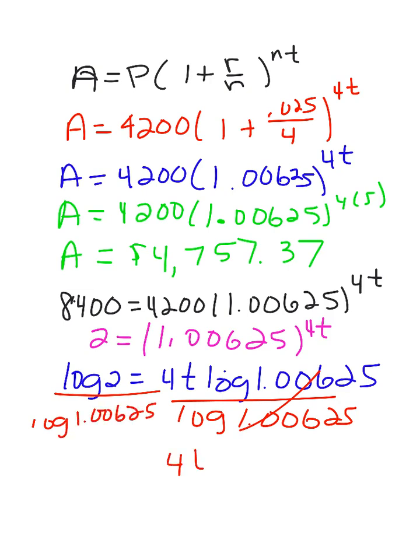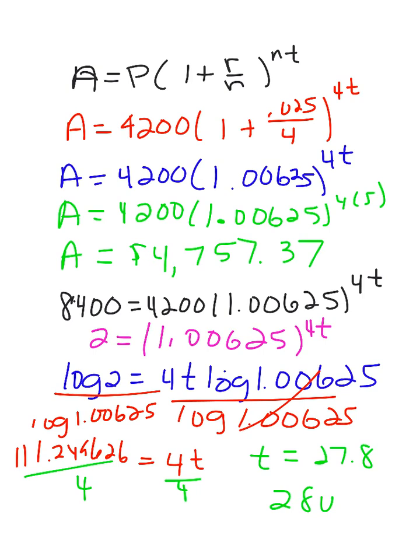So I get 4t equals, so yes, you get a nice long decimal. You get 111.249626. Just leave that in your calculator and divide both sides by 4. And we get t is equal to 27.8, which means it will take her 28 years in order for her money to double. All right, let's take a look at 8.